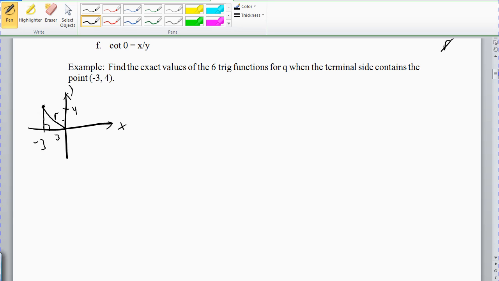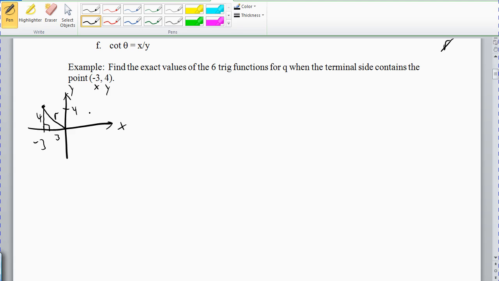This side is actually 3, and this side is actually 4, but I want you to keep note that that's -3. And furthermore, that is our x, and that is our y. So once we have our r, we're going to be good to go. So we need to find r.